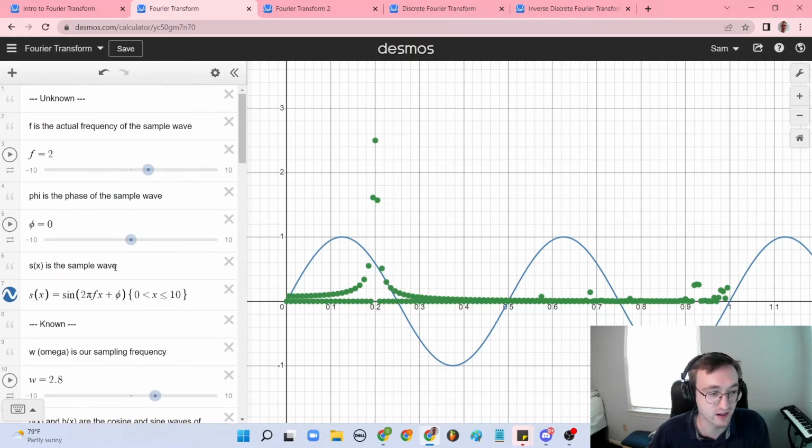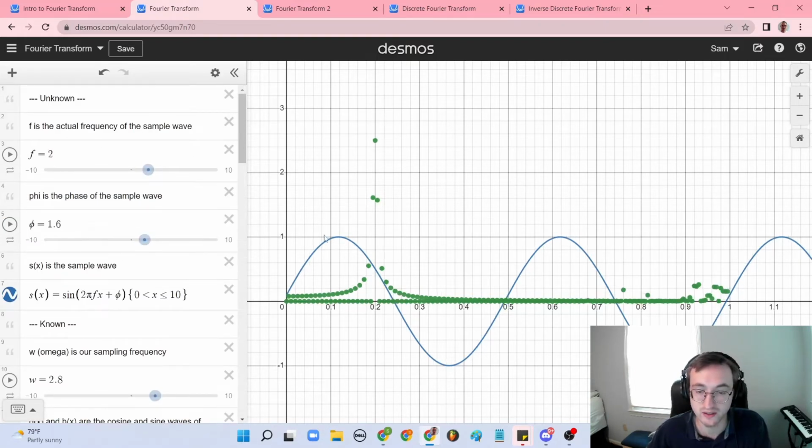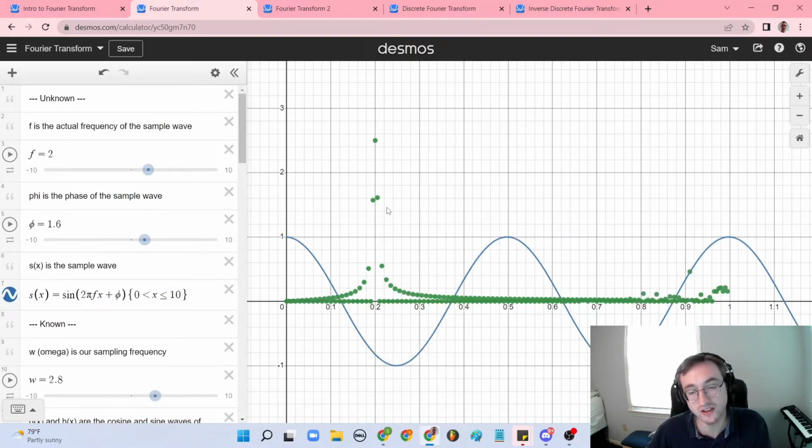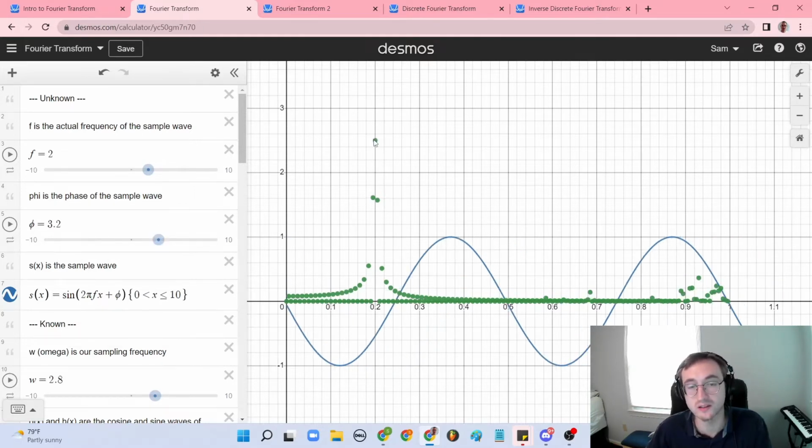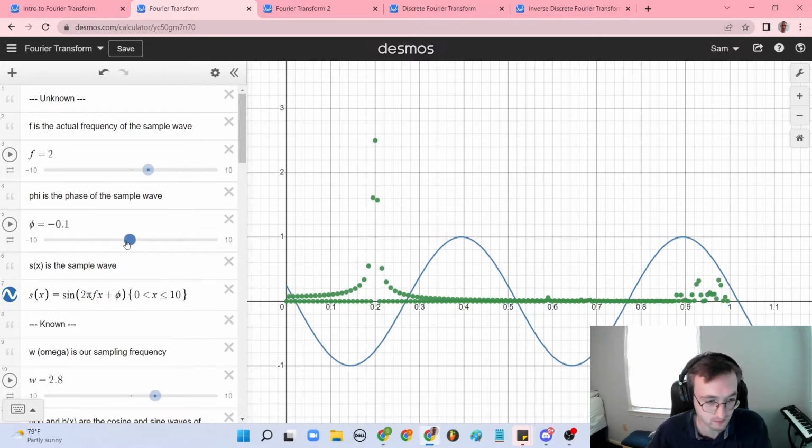And again, if I change this phase, nothing here is going to change. Well, actually you see that there's a little bit of change, but it's still going to clearly identify that there is a frequency present at 2.